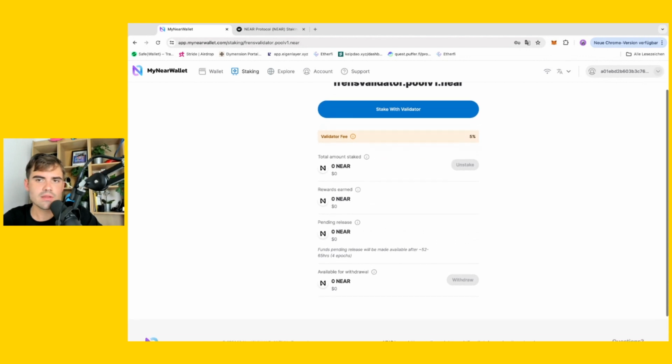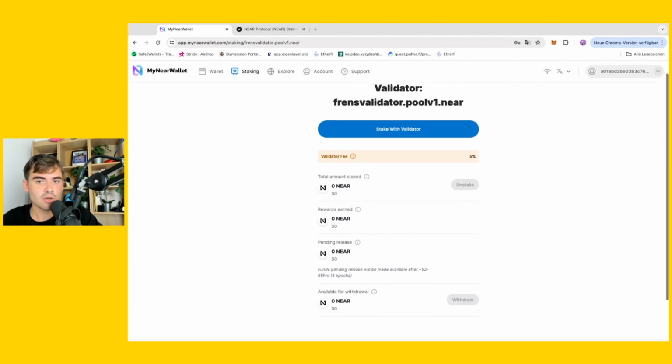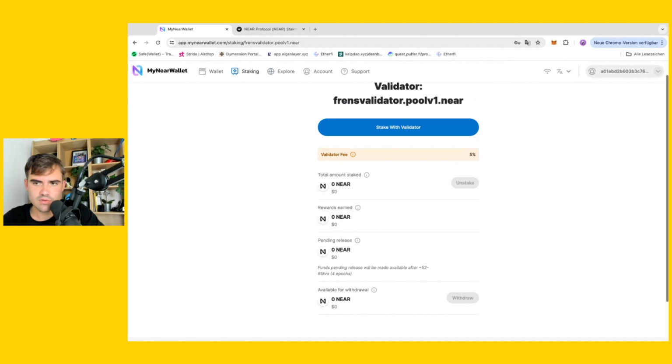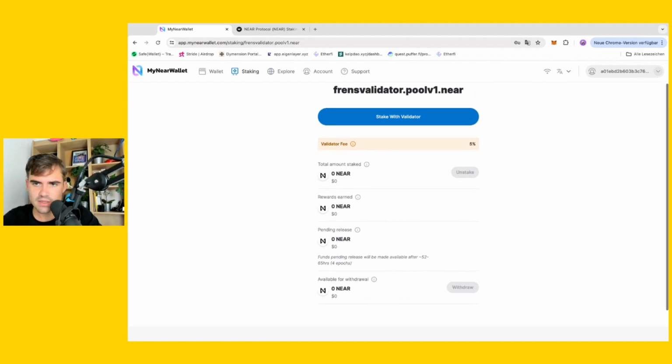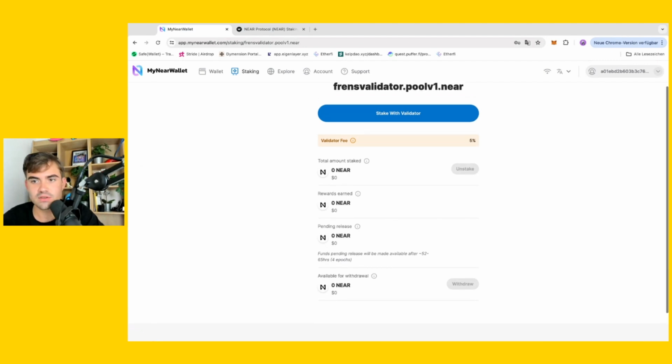It's really that the validator builds an infrastructure in order to validate transactions, in order to make it possible for you to actually earn staking rewards. So this is kind of the service fee that you need to pay. So if you earn, I don't know, $100 in staking rewards, then 5% of that, so $5 goes to the validator, and you keep $95. I think that's a quite fair deal because you don't have to do anything.